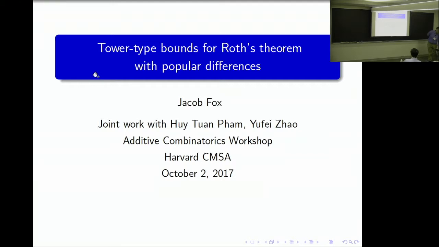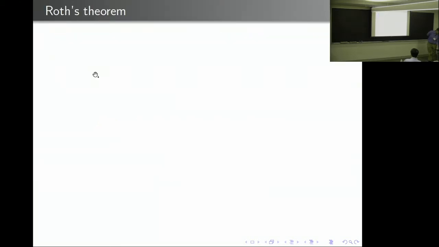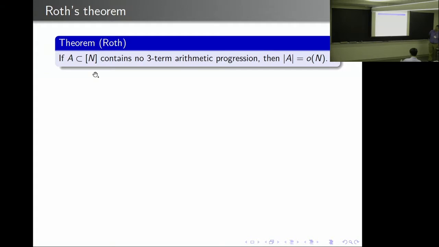So we'll start with Roth's theorem, which is a classical result in additive combinatorics. It says that if you have a subset of the first n positive integers, and it contains no three-term arithmetic progression, then the subset is sparse. So it has only little o of n elements. Roth's proof actually gives a bound of big O of n divided by log n.